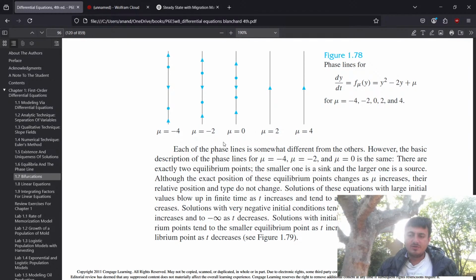Solutions of these equations with large initial values blow up in finite time as t increases and tend to an equilibrium point as t decreases.